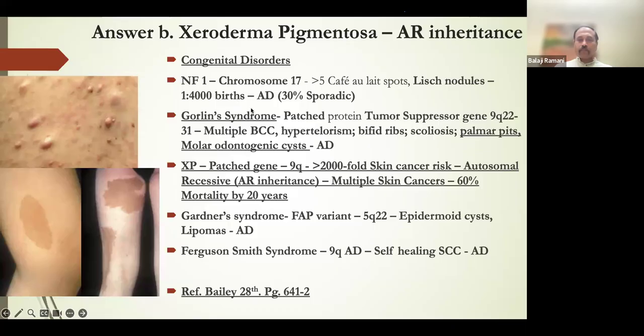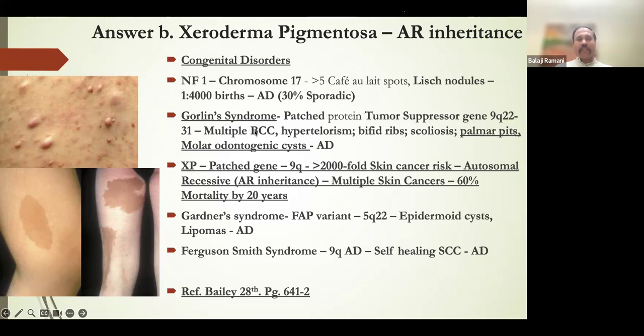And then you have Gorlin syndrome again. Gorlin syndrome is again based on the tumor suppressor patch gene, patch protein. So this one is in the 9q22 locus, which is inherited in an autosomal dominant fashion. Here you will have multiple basal cell carcinomas which are common. This is one condition which is specific for the skin cancers, like Ferguson-Smith is for squamous cell carcinoma. You have Gorlin syndrome, which is based on basal cell carcinoma, which is probably the most famous skin condition other than xeroderma pigmentosa.